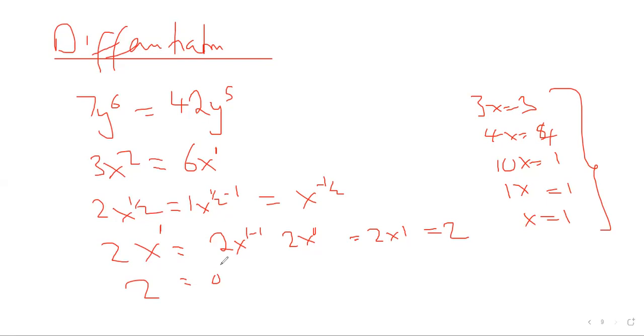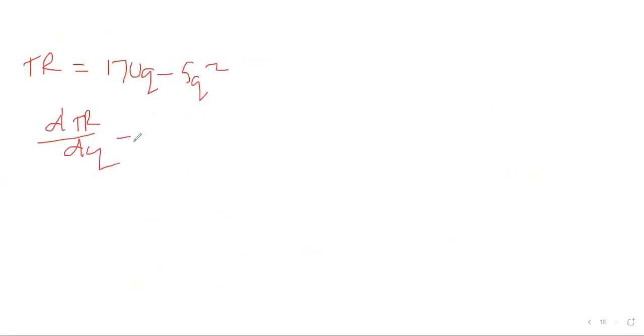Zero, because they don't have what? They don't have any coefficients. So if you're dealing with total revenue, for instance, that is if you have 170q minus 5q squared, so we differentiate this, dTR over dq. So this is called the marginal revenue.